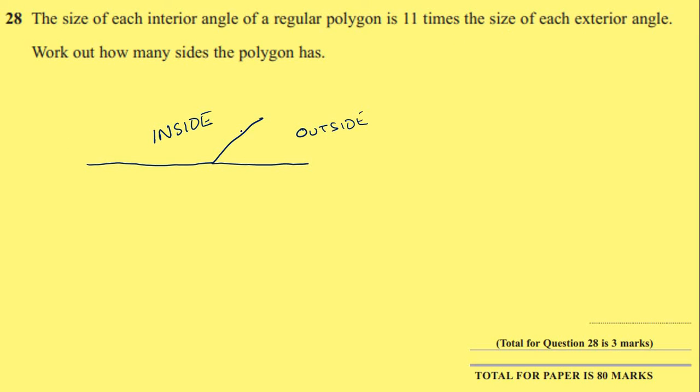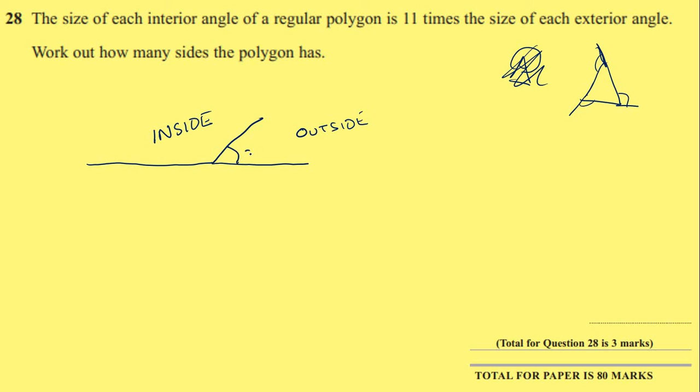An exterior angle, you carry on one of your inside lines. It's not, say for instance, that's interior and this is an exterior angle. It's not like that. If you had a triangle, for example, you just carry on the lines. Obviously, you try to do them straight. Those would be exterior angles. Now, the interior angle is 11 times the size of each exterior angle.